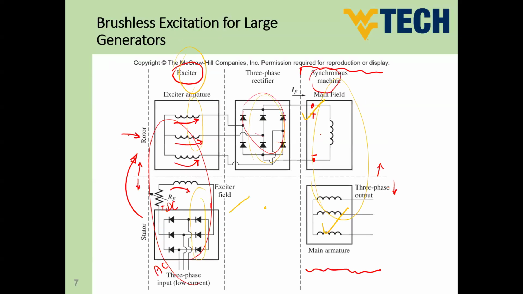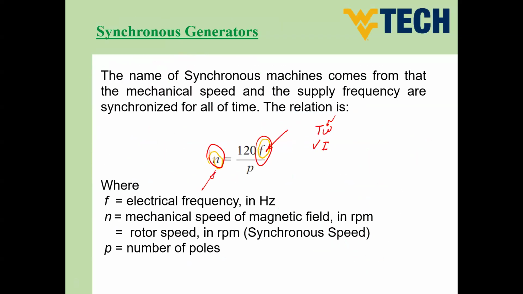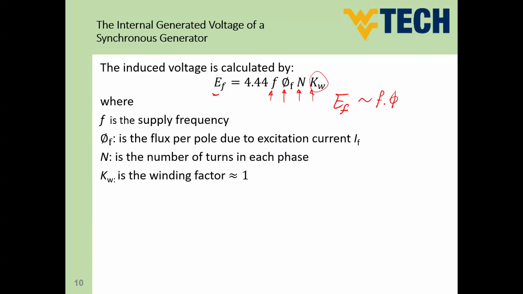And this is the schematic of the brushless excitation. We discussed this in the previous session. And here is more detail about the discussion. We discussed also what the meaning of synchronous speed of the generator is and what the AC induced volt is.